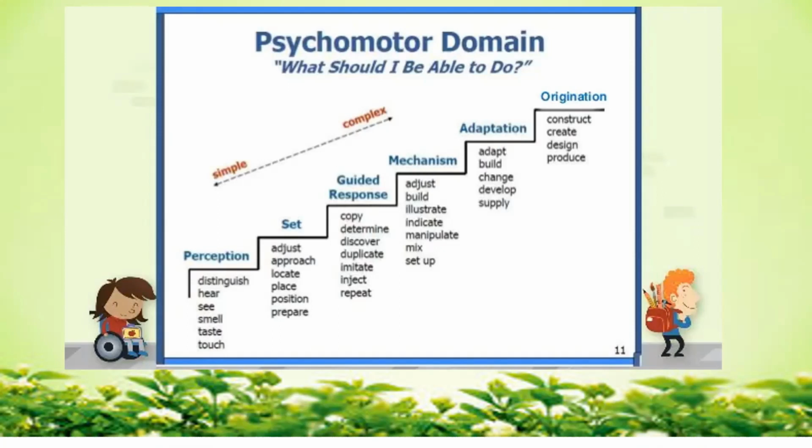Okay, and the next level is adaptation. So here they will adapt, build, change, develop, and supply. And the last level is origination. So here they will construct, create, design, and produce.